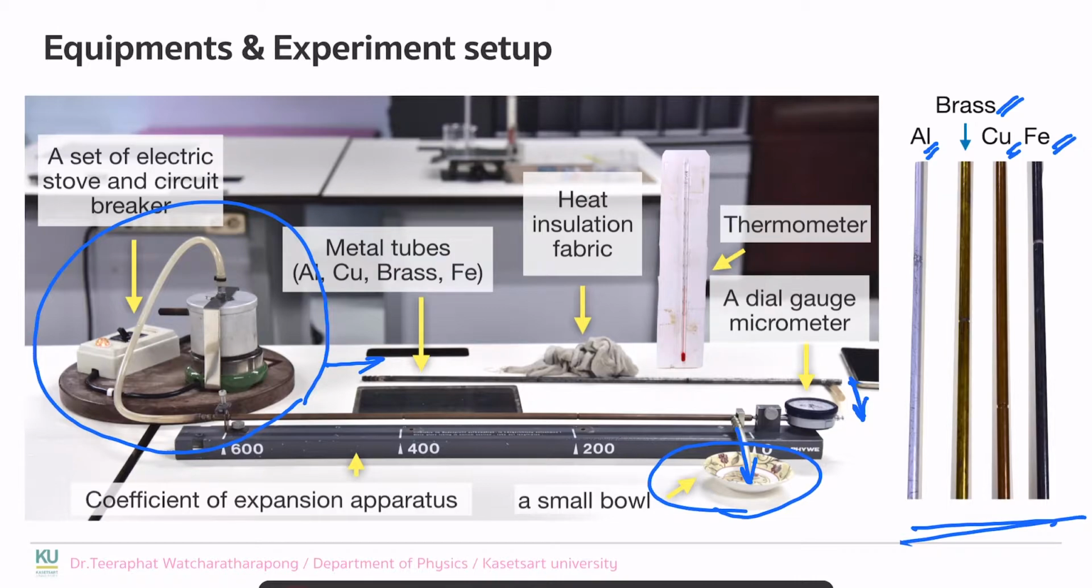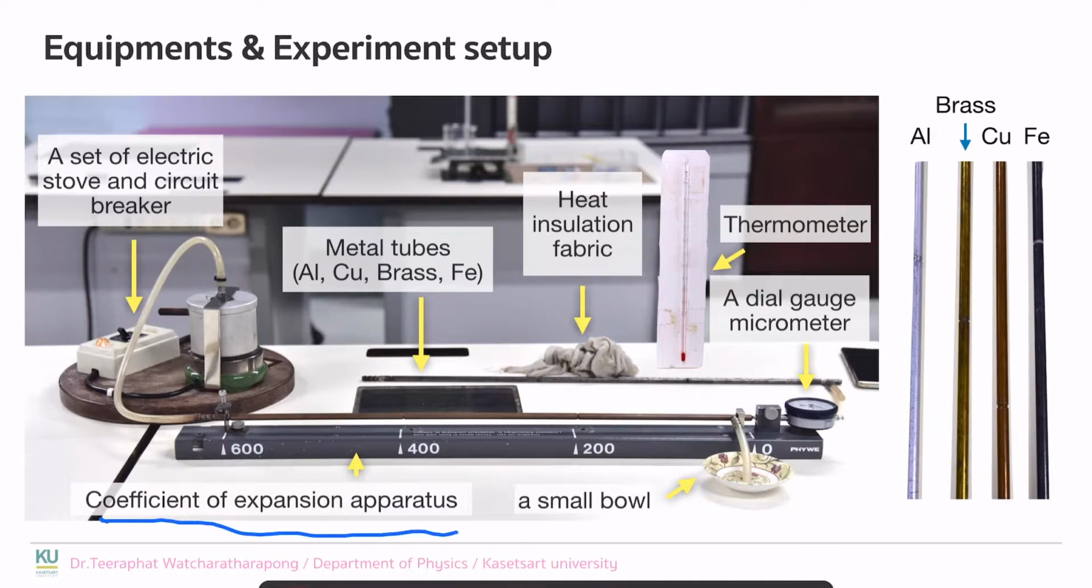And next, which is very important, we need the coefficient of expansion apparatus, because this will be used to fix the metal at a certain initial length and also to fix another important piece of equipment in this experiment, which is a dial gauge micrometer, which is required to measure the extension of length of metal tubes.